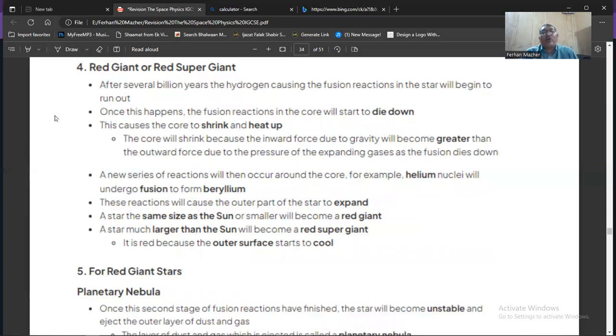The core will shrink because the inward force due to gravity will become greater than the outward force due to the pressure of the expanding gases as the fusion dies down. A new series of reactions will then occur around the core. For example, helium nuclei will undergo fusion to form beryllium. These reactions will cause the outer part of the star to expand. A star the same size as the sun or smaller will become a red giant. A star much larger than the sun will become a red supergiant. It is red because the outer surface starts to cool.